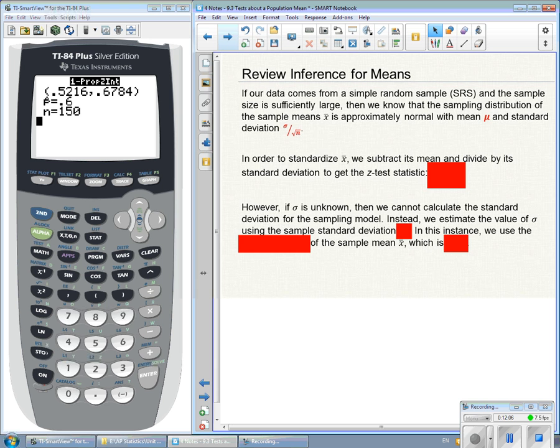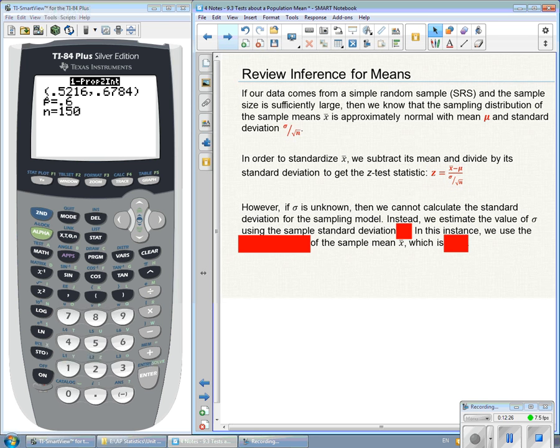If we want to standardize x bar, because anytime we do probabilities, remember we got to change it to a z-score. So if I want to standardize x bar, remember any z-test statistic is always going to be our observation minus the mean divided by the standard deviation, which means that z is going to equal x bar minus mu divided by sigma over the square root of n.